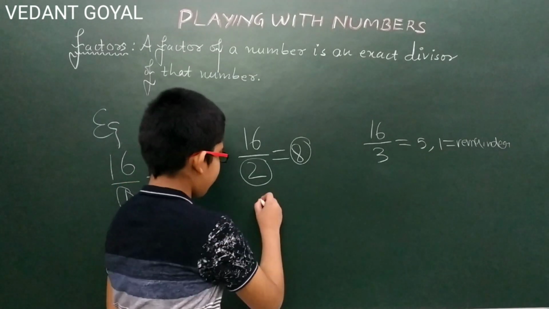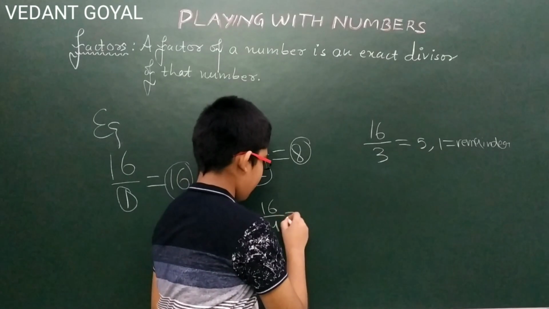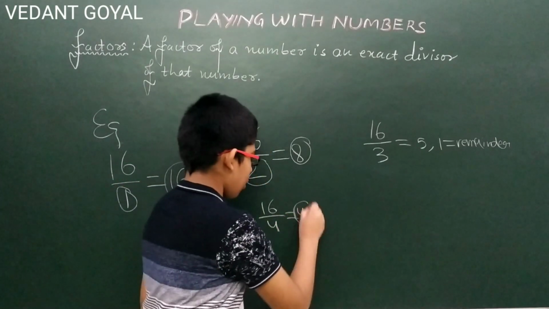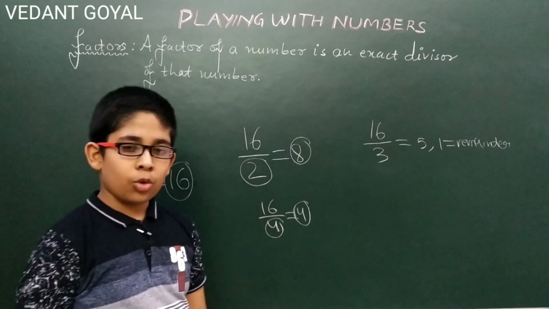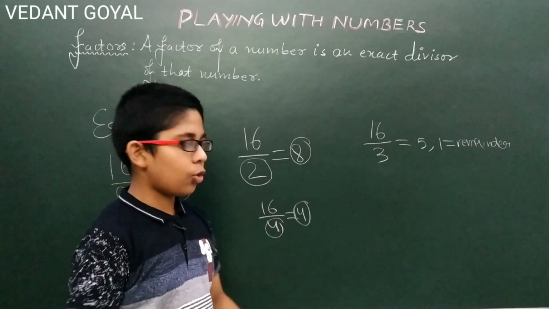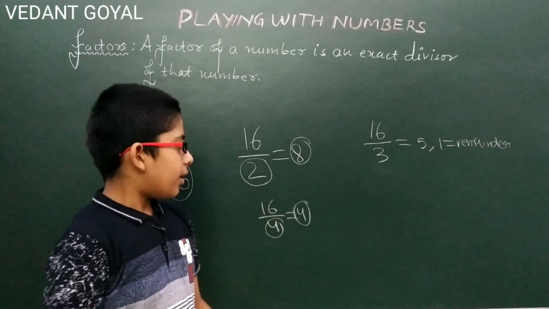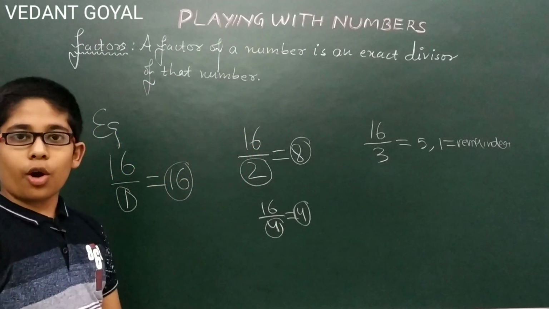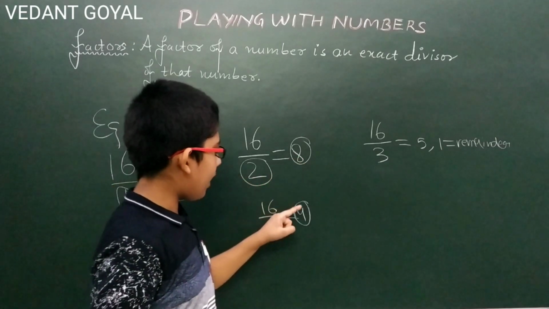Let's check if 16 is divisible by 4. Yes, 16 is divisible by 4 and we get the quotient as 4. So here 4 is repeating 2 times. So the factor is repeating 2 times. So here we will stop. And then we will conclude that the factors of 16 are 1, 16, 2, 8 and 4.